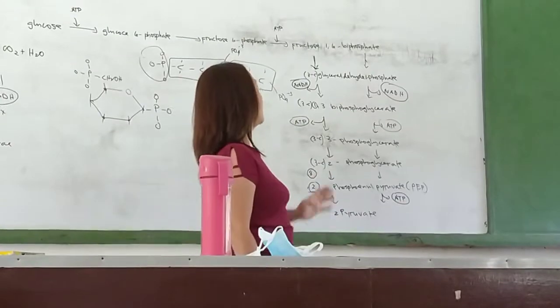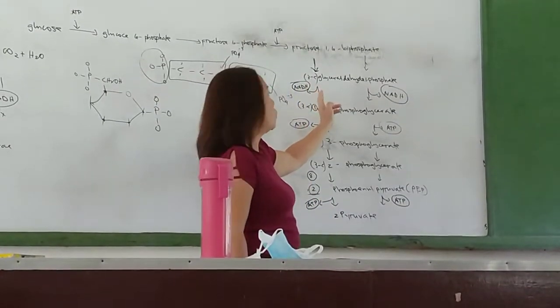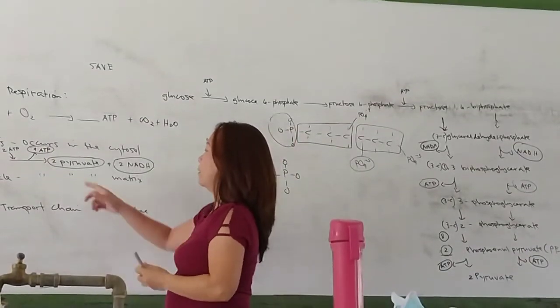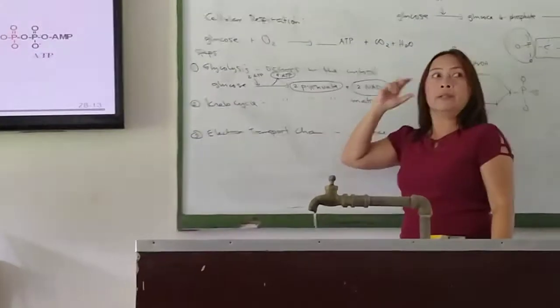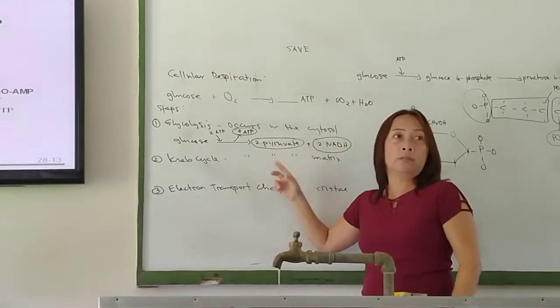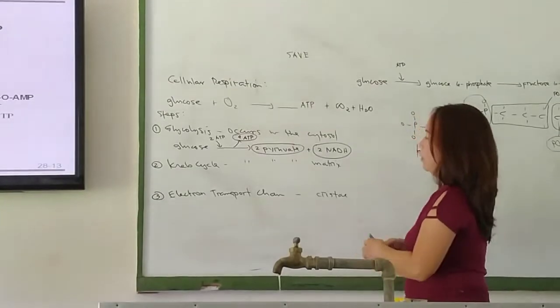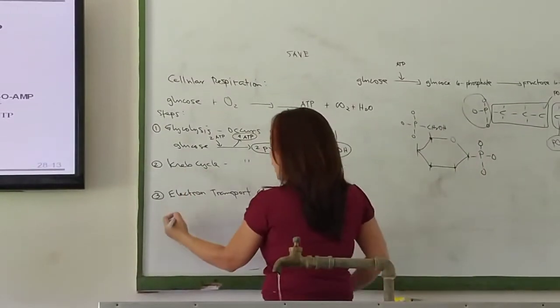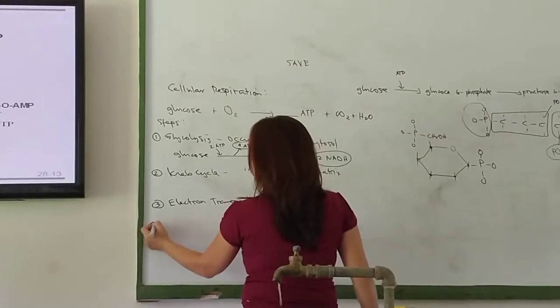Glycolysis. How many NADH were produced? 2 NADH. Now, here, after glycolysis, class, remember this is in the cytosol. This is in the cytosol. Now, we'll have a summary of that glycolysis.